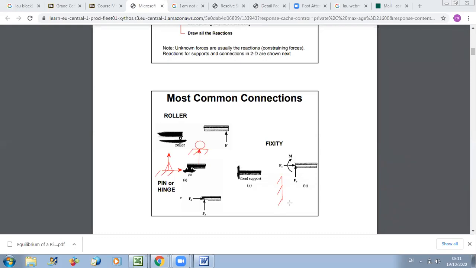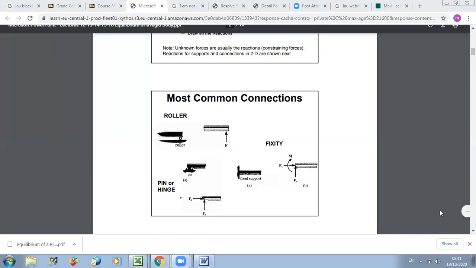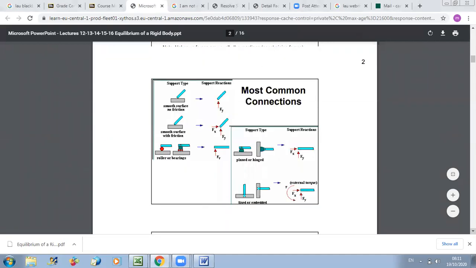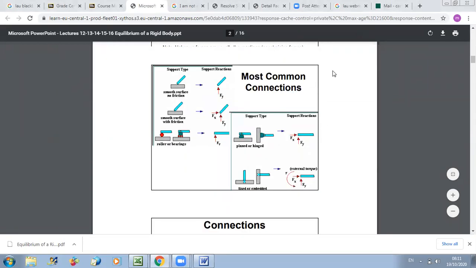So this is a symbol of the fixity. Okay. Now, other types of connections.